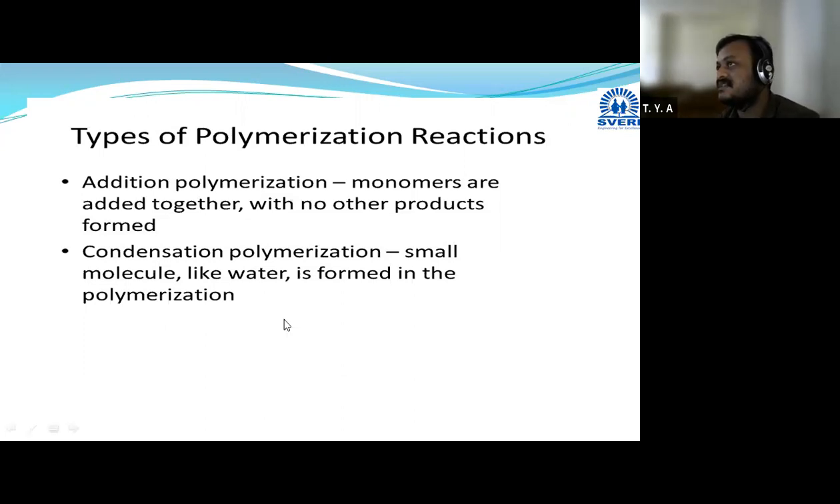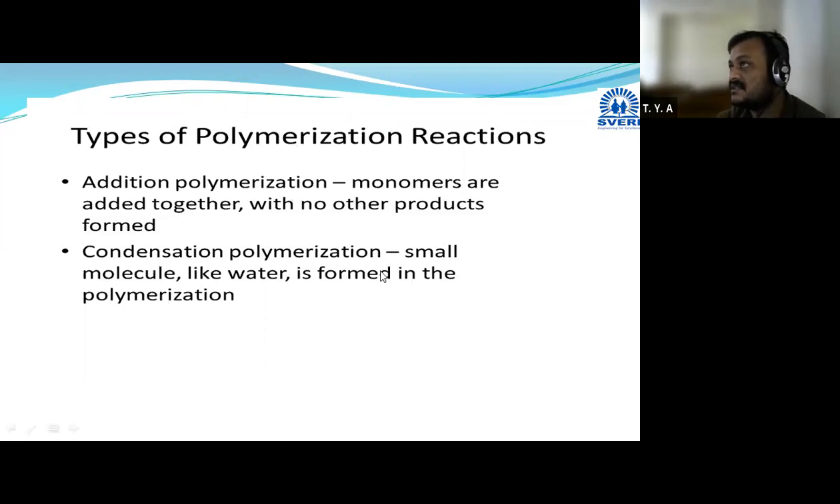But in case of condensation polymerization, different monomers are combined, and during this process, some byproducts are formed, like water or some form of acids or some alcoholic compounds. This is the basic difference between addition polymerization and condensation polymerization. Monomers added together or stitched together without formation of any kind of byproducts will be considered as addition polymerization or chain polymerization.